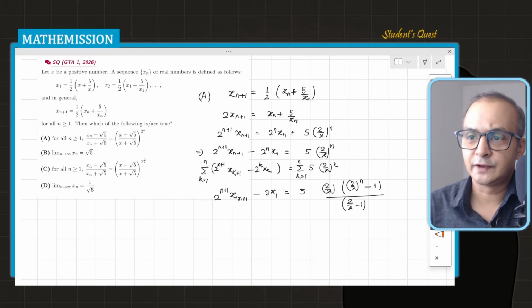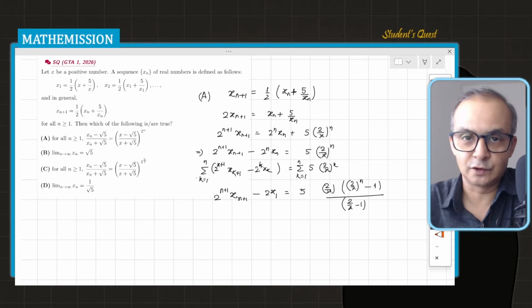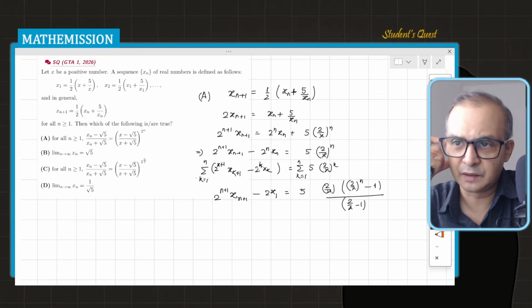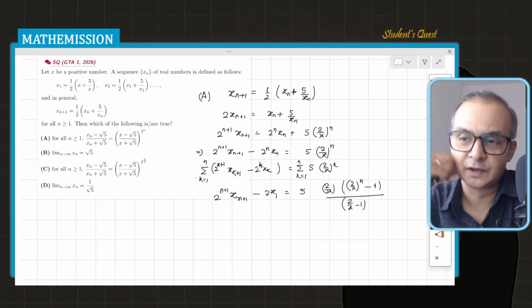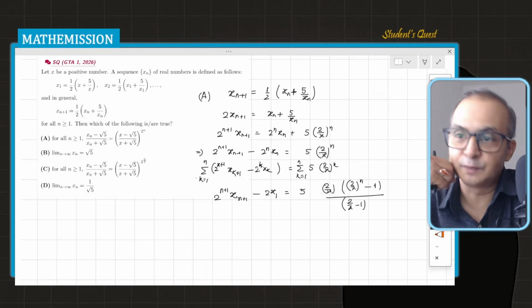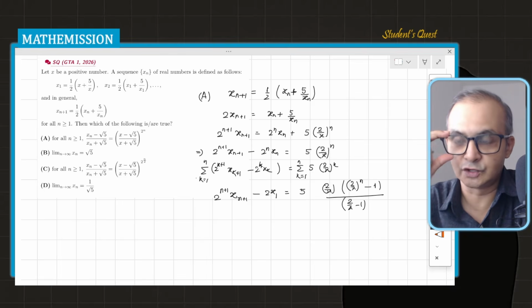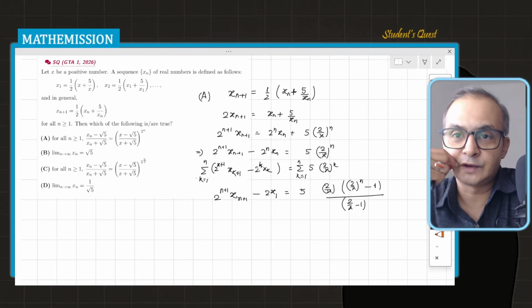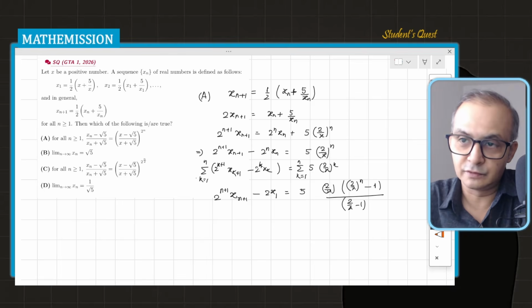And after that we can do some massive calculations and we could get the result, but I don't suggest that this is the easiest or the smart move to handle this question. If I had to find out xn in this kind of a structure, we could do it.